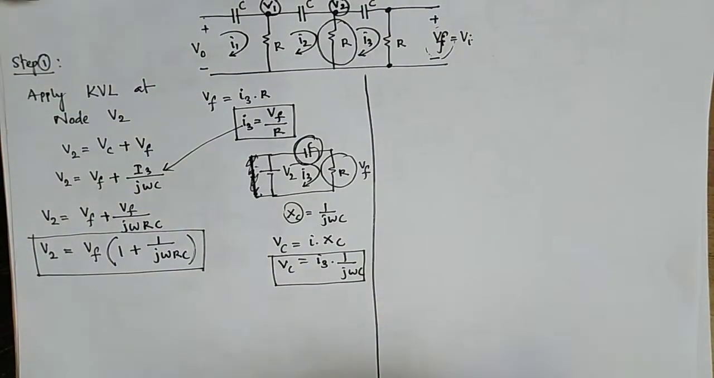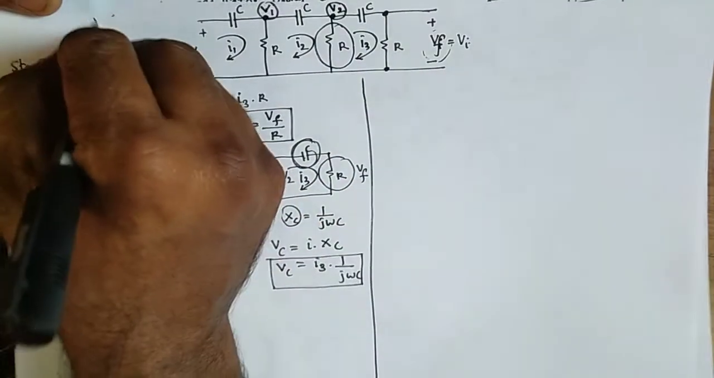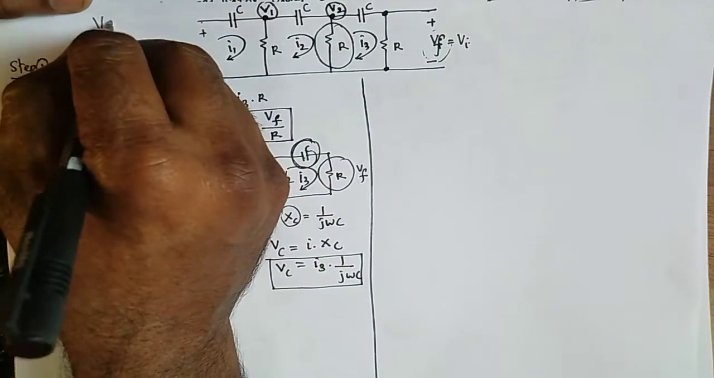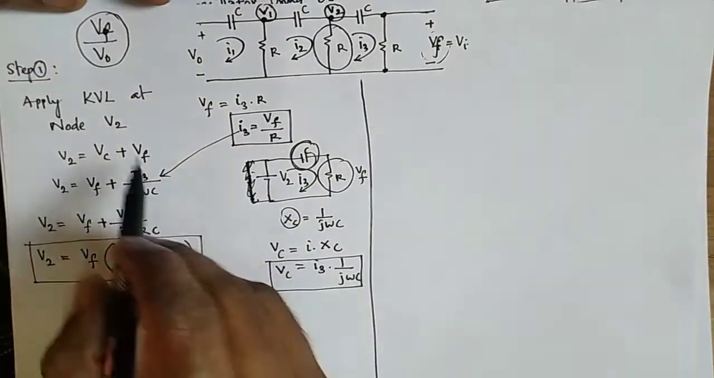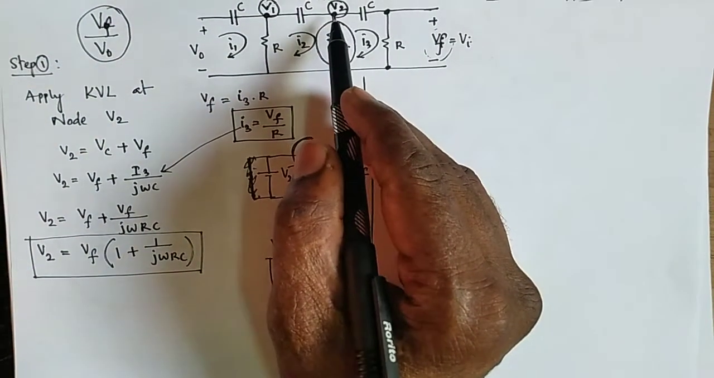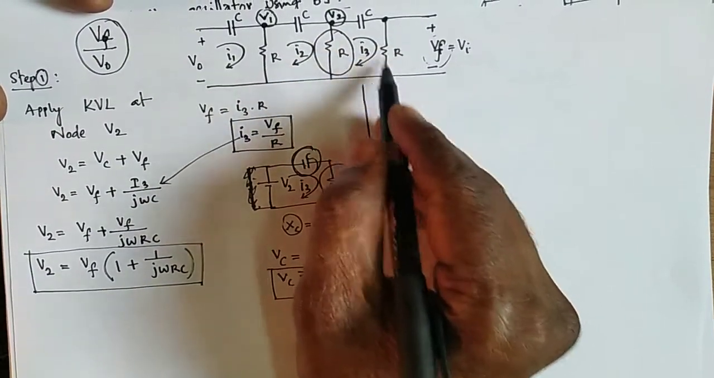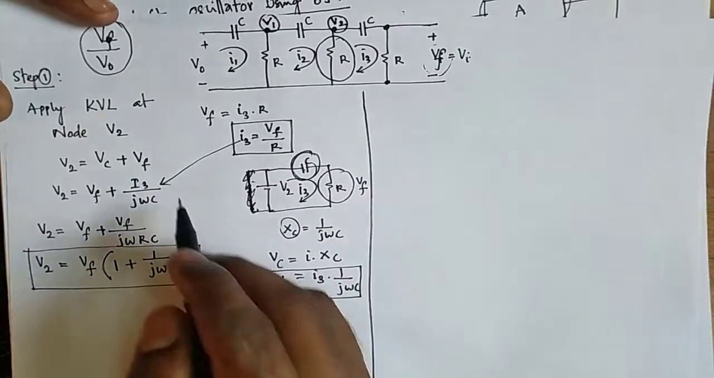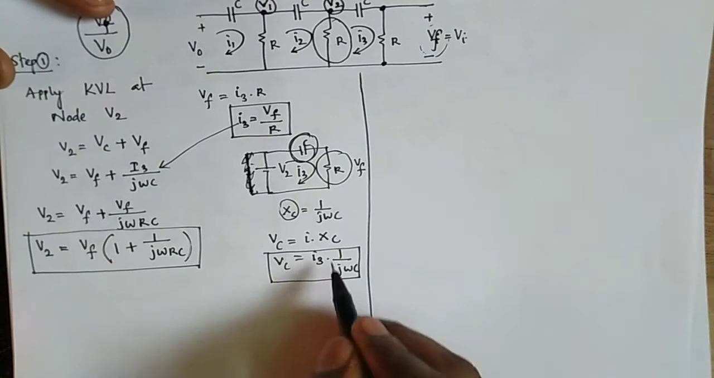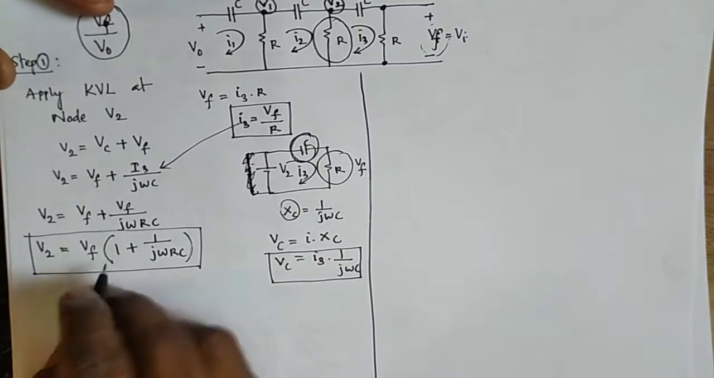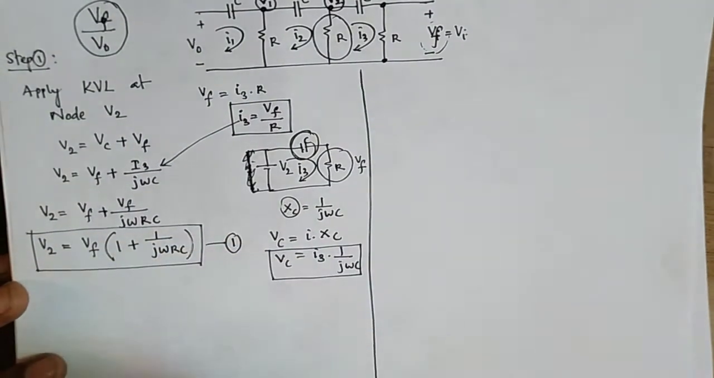Once again I repeat, we have 3 loops. Now we have to calculate the overall function for Vf by V0. To derive this function, at node V2 we are applying KVL. V2 is equal to Vc plus Vr, where Vr is equal to Vf, and Vc is equal to I3 into Xc. This is the actual function for V2, and this is equation number 1.